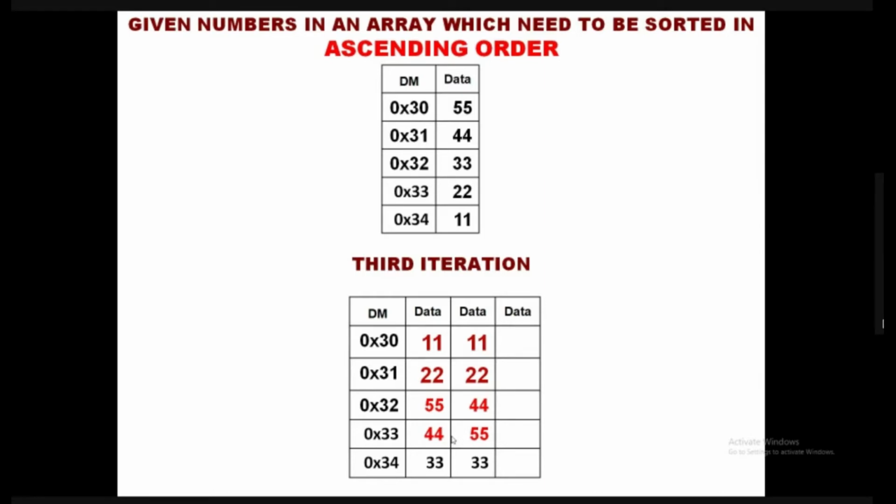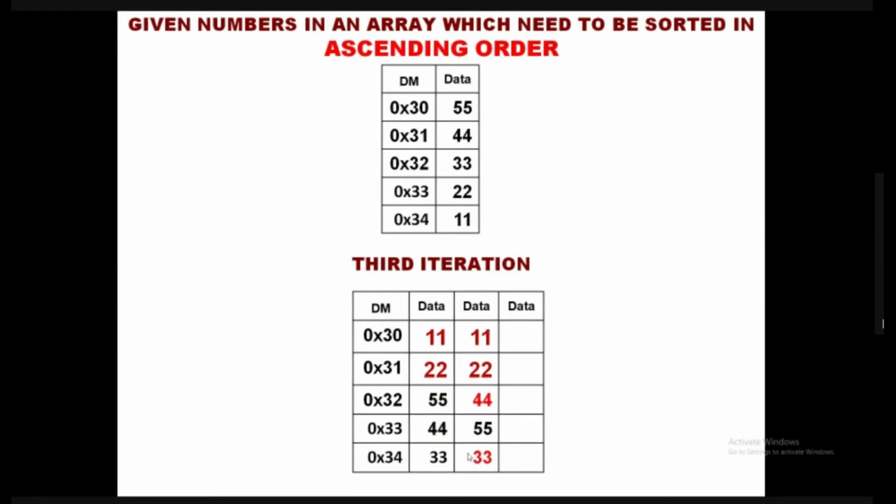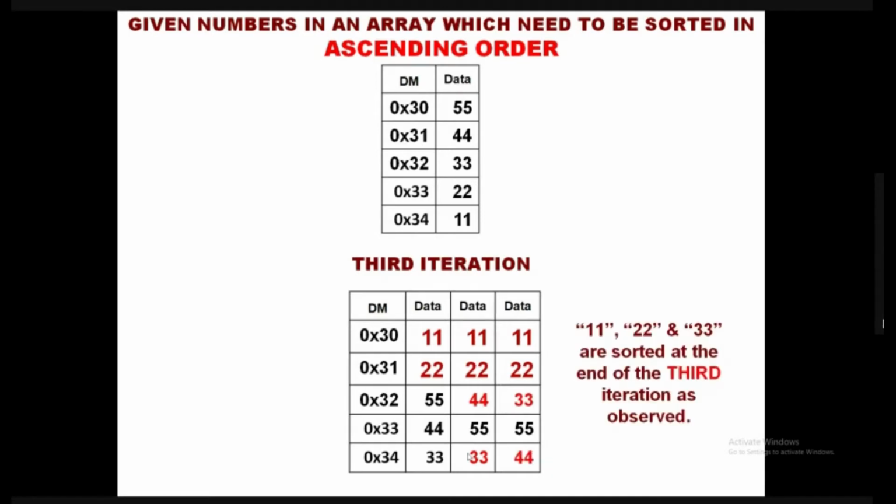And you are comparing the second number. So 44 is compared with 33. So 44 when compared with 33, 33 and 44 must be swapped because 33 is the smallest number when compared to 44. So the third iteration is over. At the end of the third iteration, 11, 22, 33 are the 3 numbers which were sorted. And you have to go for the fourth iteration.